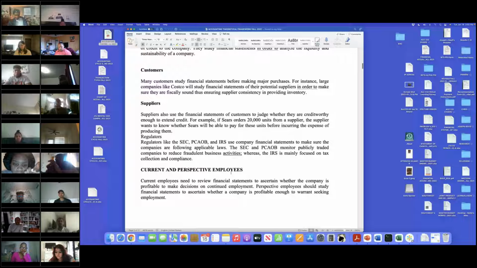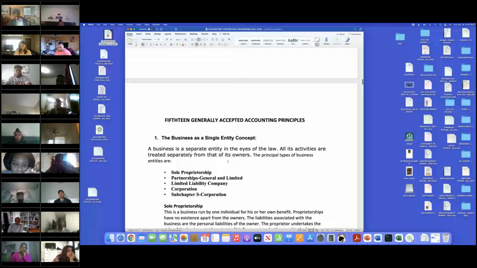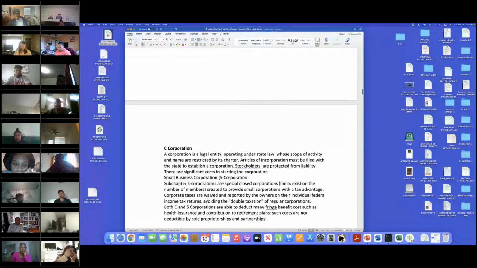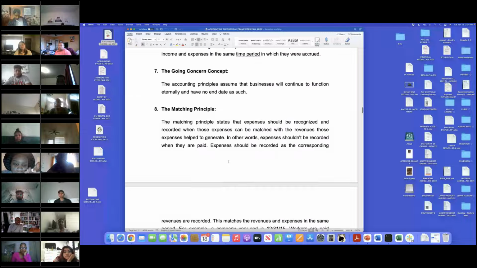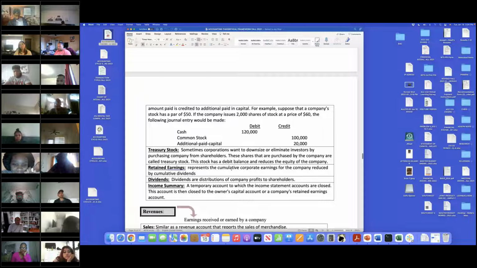We have some generally accepted accounting principles, and we'll come back to these. You can just scan these now. We'll come back to these at midterm and explain these. You won't have to understand these, but have it here for you to scan and look at. Here's a glossary of various terms. And here's an income statement.